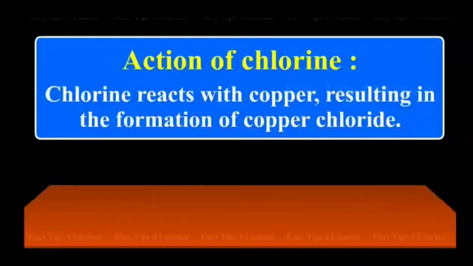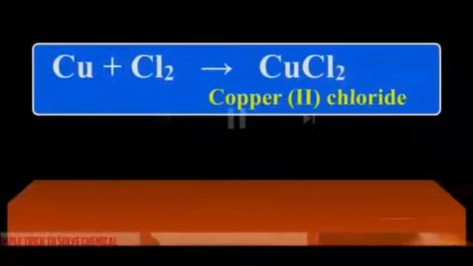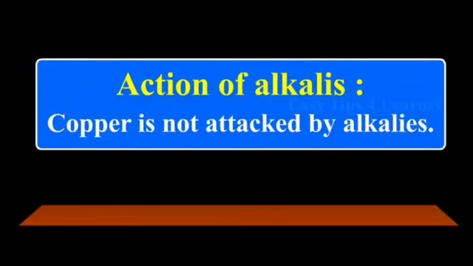Action of chlorine. Chlorine reacts with copper resulting in the formation of copper chloride. The equation is copper Cu plus chlorine Cl2 gives copper 2 chloride CuCl2. Action of alkalis. Copper will not react with alkalis.